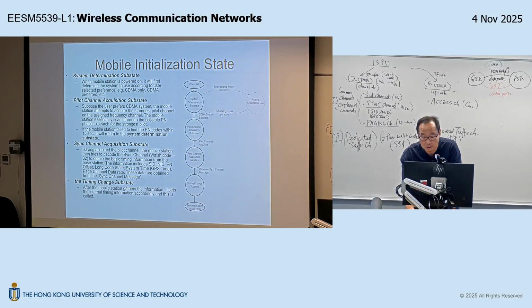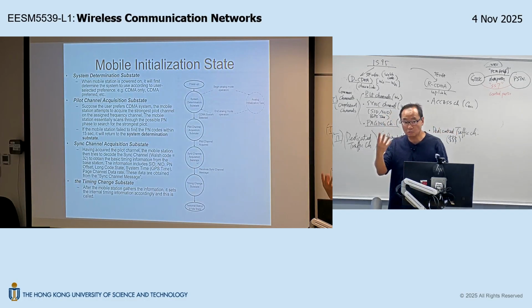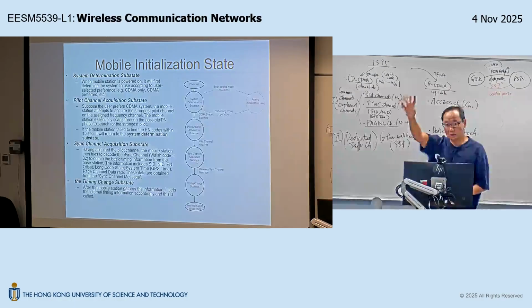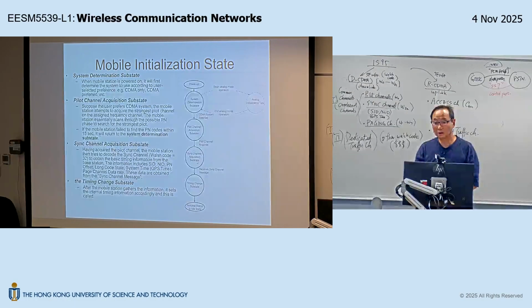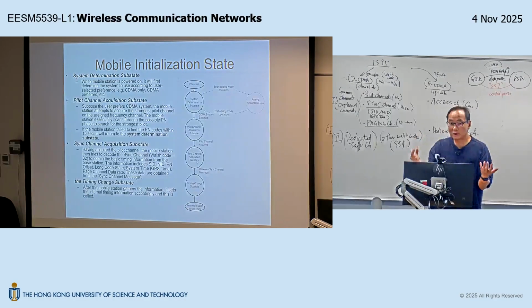So what are the messages in the sync channel? As I said, it contains system ID, network ID. From these two IDs, you will be able to know which operator this base station is, this network is broadcasting, okay? If this is your operator, then you will be able to display the operator logo. Maybe China Mobile, maybe PCCW, I don't know, right?